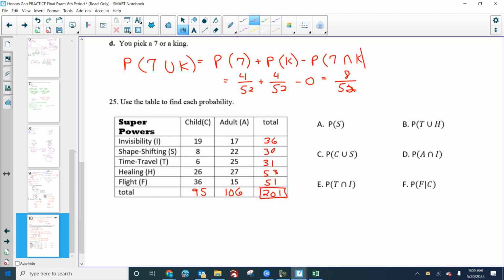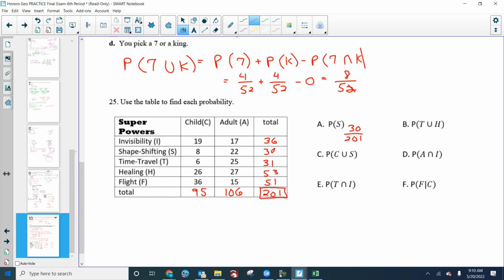So what's the probability of picking an S? Well, aren't there 30 S's? 30 out of 201. Now, when we do a table like this, listen up. When we do a table like this, don't reduce the fractions. It's easier on both of us.